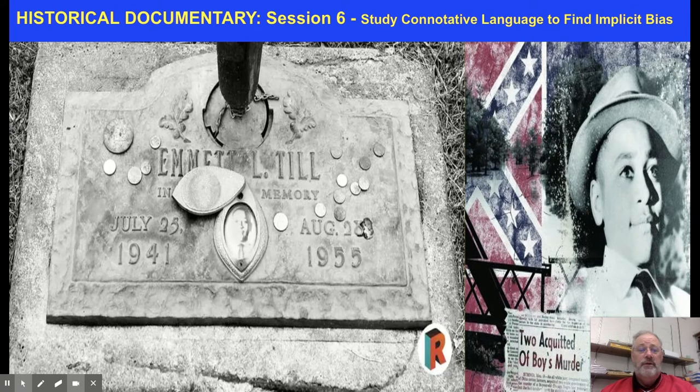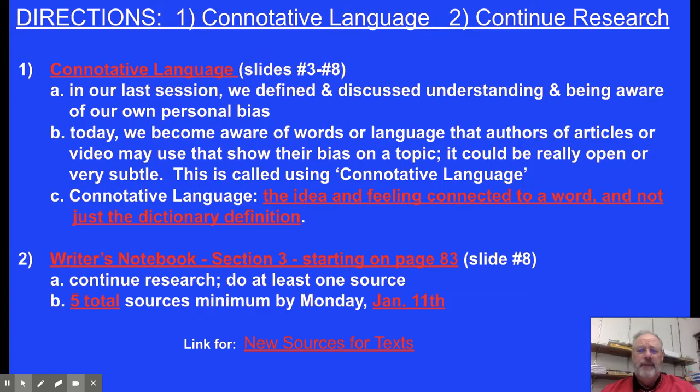And if you want to look up pictures of Emmett Till's funeral, it's pretty incredible. Okay, I'm not going to show them here, but it's a very sad issue of racism in our country. Okay, so that's Emmett Till.